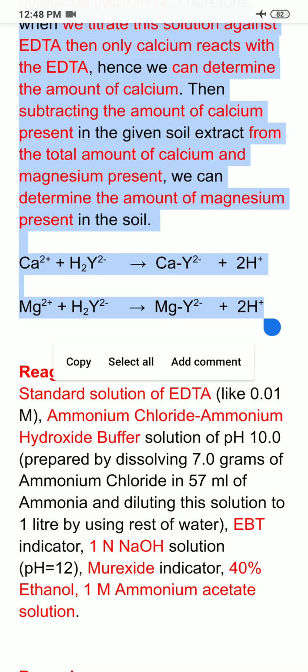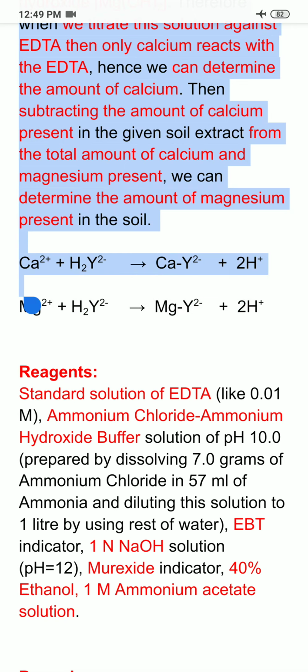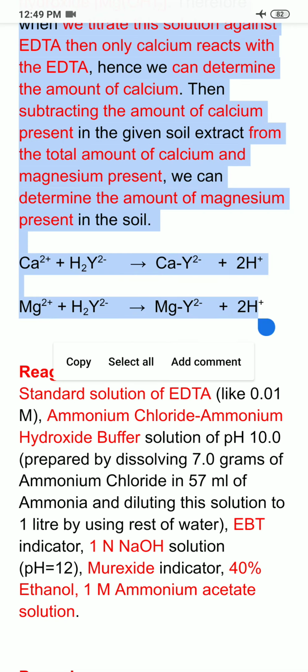But this is the equation for the first titration, that is, for the simultaneous determination of the total content of calcium and magnesium ions in the soil. And in the second case, there will be no magnesium, as we will precipitate that by using NaOH. So only calcium will react. So for the second titration, the equation will be only the first one, whereas for the first titration, both the equations will be applicable.